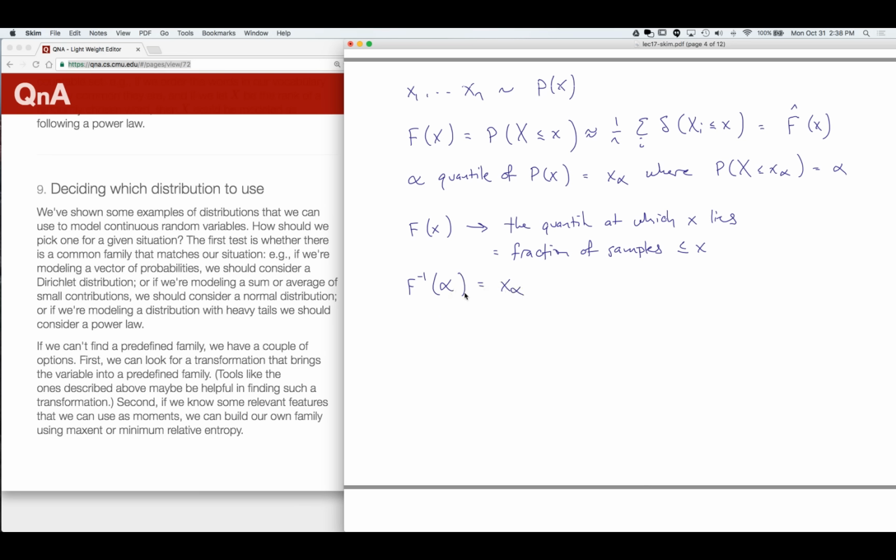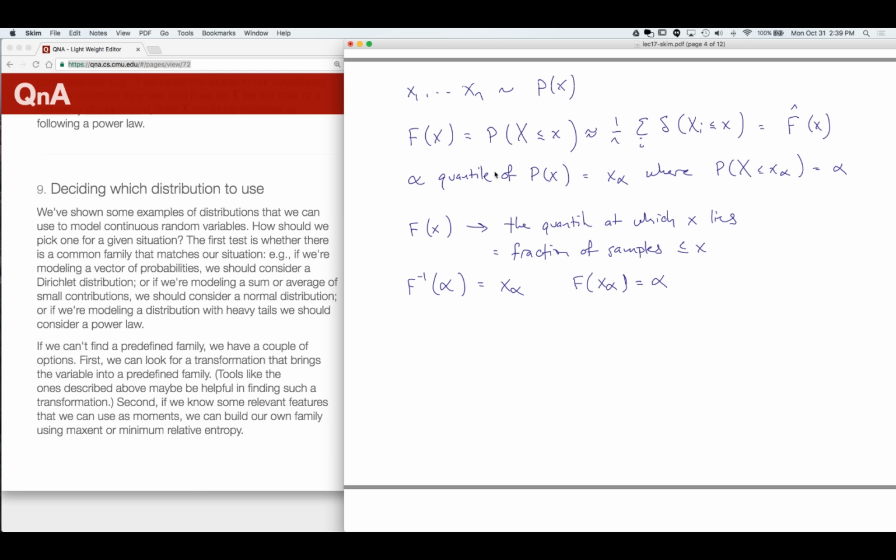So in other words, if we apply f to a quantile, in particular f of x alpha is equal to alpha, right? That's the same as this. So if we apply f to a quantile, we get the percentage that quantile corresponds to. Similarly, if we apply f inverse to the percentage, we get the corresponding quantile.